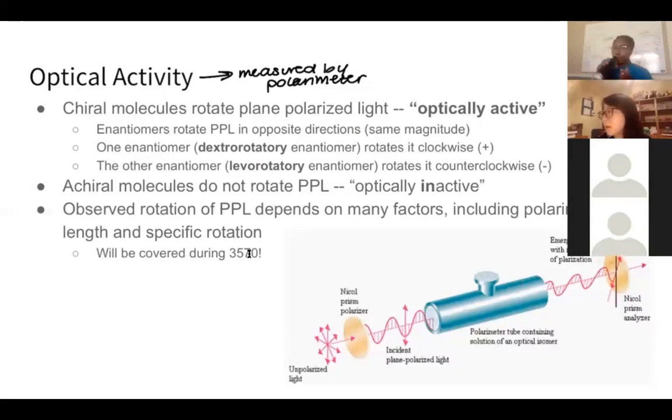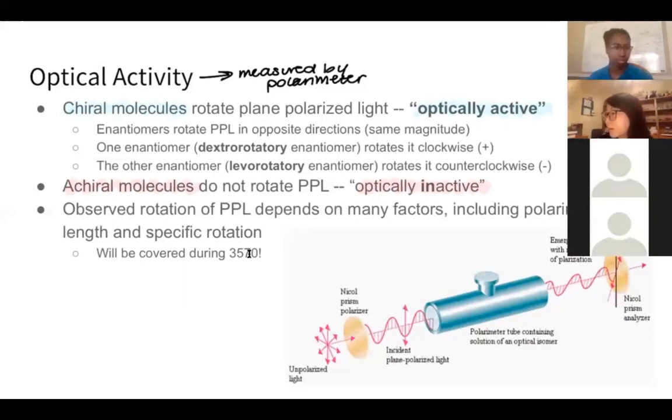And so here's where you wanna pay attention. The chiral molecules are going to rotate the light. And so we call them optically active. And achiral molecules will not rotate it. So they will be optically inactive. And so polarimetry is honestly just used as a good way to differentiate between chiral and achiral molecules.